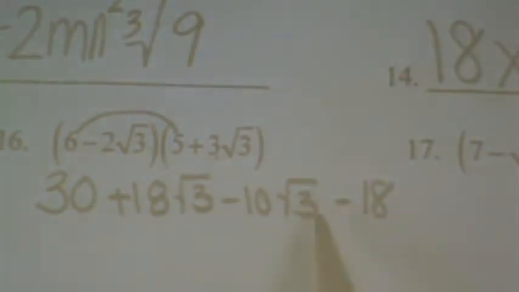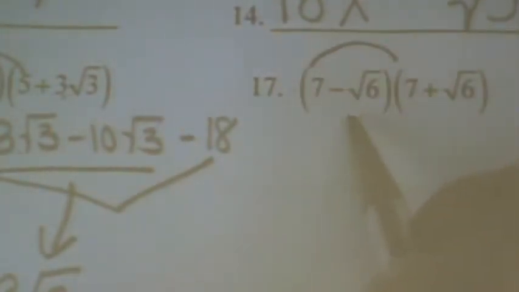Adding like terms, 30 minus 18 is 12. And 18 root 3 minus 10 root 3 is 8 root 3. So these two go together, and these two go together to give you 12. Now these are not like terms, so don't add them together.